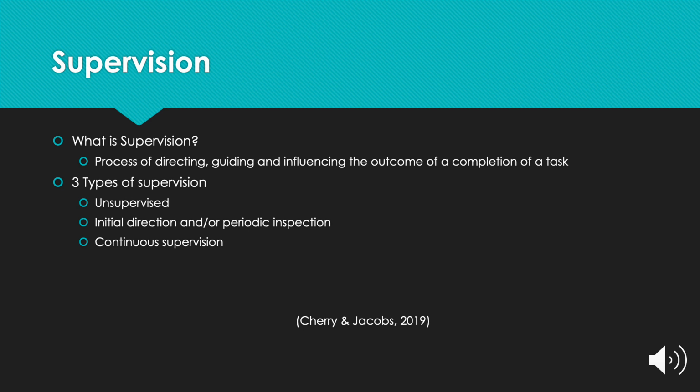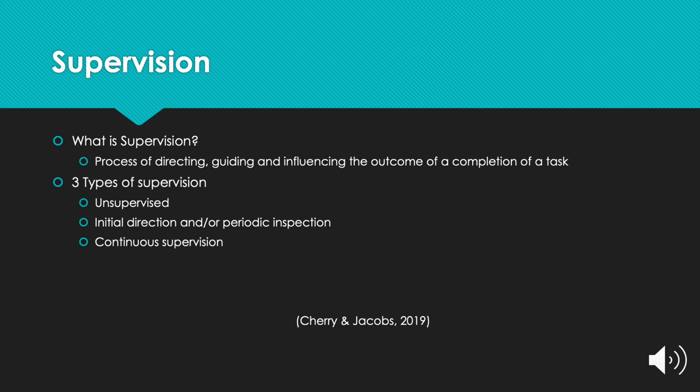Supervision. Supervision is defined by the ANA as the active process of directing, guiding, and influencing the outcome of an individual's performance of a task. When you delegate a task, you must be available to supervise or answer any questions if needed, and be able to go evaluate your patient afterwards.